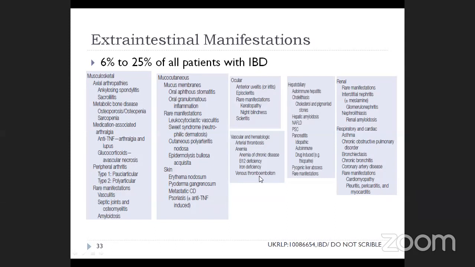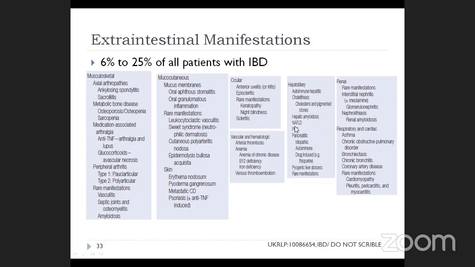So there's a chance of venous thromboembolism, and the anemia can be because of malnutrition, and the distal terminal ileal involvement by Crohn's disease or ulcerative colitis. The hepatobiliary extraintestinal manifestation is more commonly associated with primary sclerosing cholangitis, where the chances of ulcerative colitis going for malignancy is high.